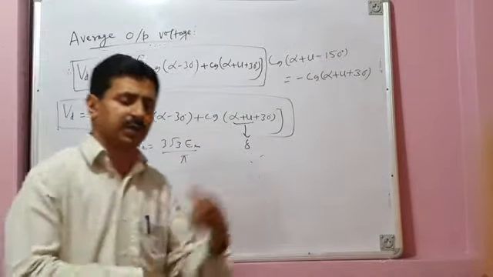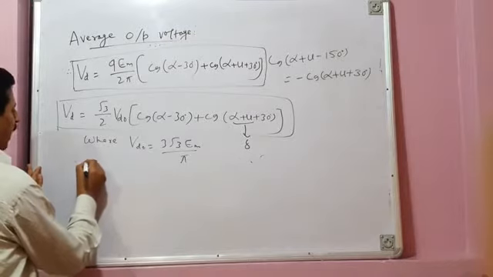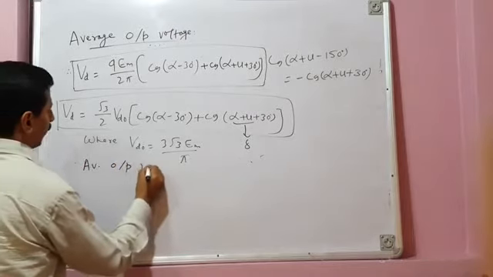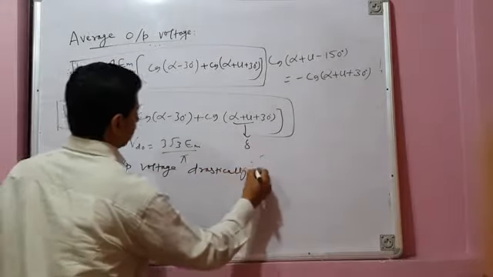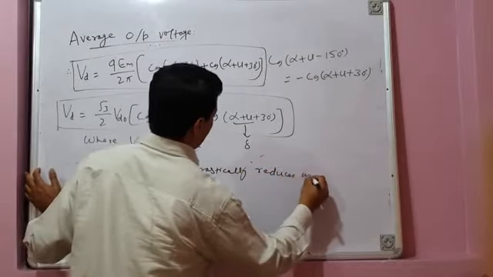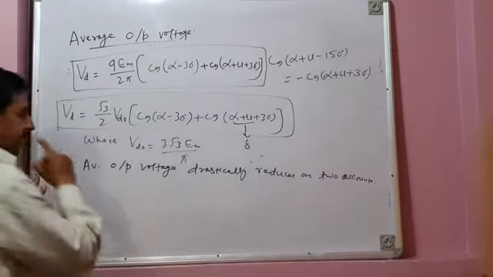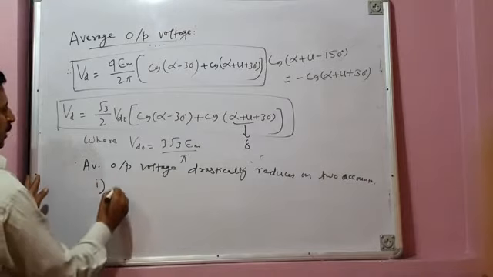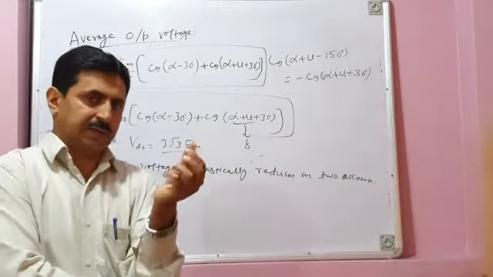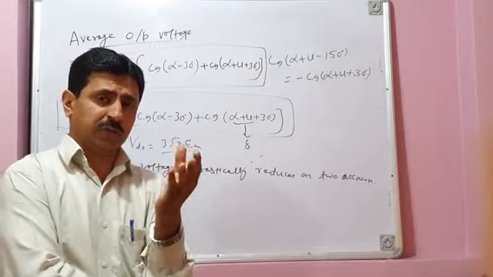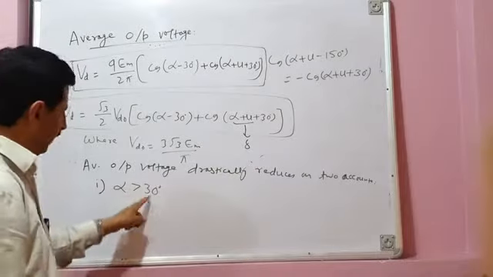And second thing is that for 4 value conduction, your converter produces 0 voltage. So we can summarize that average output voltage drastically reduces on two accounts. What are those two accounts? What are the causes for drastic reduction in average output voltage? Number 1, alpha has to be greater than 30 degrees. Whereas this was not the restriction when we were analyzing the converter for u equal to 0 and for u less than 60 degrees, mode 1. There alpha could have been 10 degrees, 15 degrees, even less than 30 degrees.